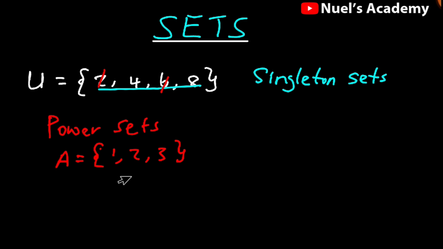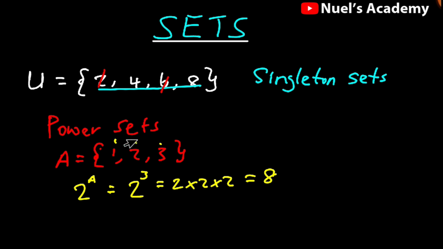Now the size of the power set is given by 2 raised to the power a, where a is equal to the number of elements in this set. In this case, A is made up of 3 elements, that is 1, 2, and 3. So this is going to be 2 raised to the power 3, which is equal to 2 times 2 times 2. 2 times 2 is 4, 4 times 2 is equal to 8. So the power of this set is equal to 8. And what does it tell us? It tells us that this set A has 8 subsets.